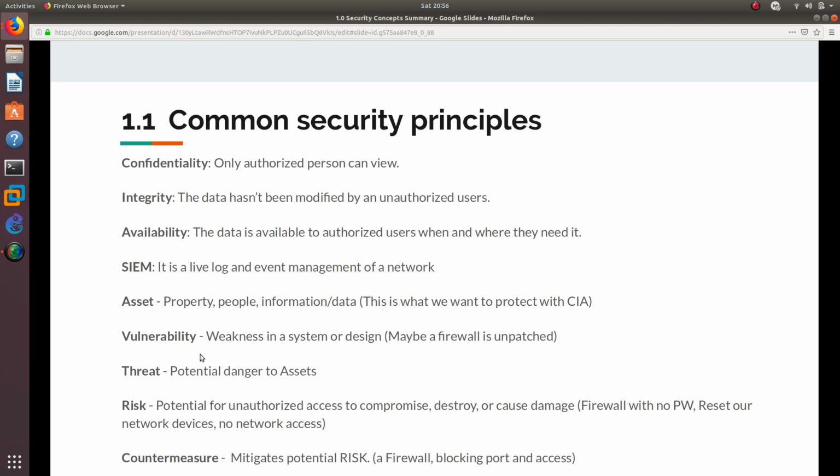Then we have a threat, and that's a potential danger to assets, so a potential danger to property, people, information, or data. Risk is the potential for unauthorized access to compromise, destroy, or cause damage, either a firewall with no password, reset network devices, or no network access. Then we have countermeasure, which mitigates potential risk. We could use a firewall to mitigate those risks by blocking ports and access to our network, right?